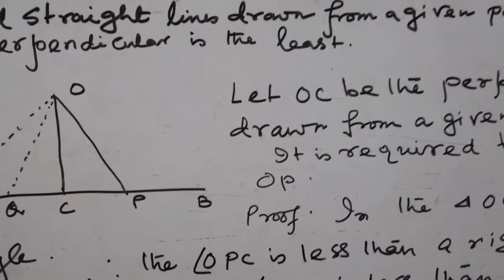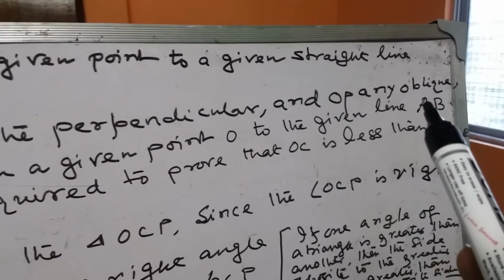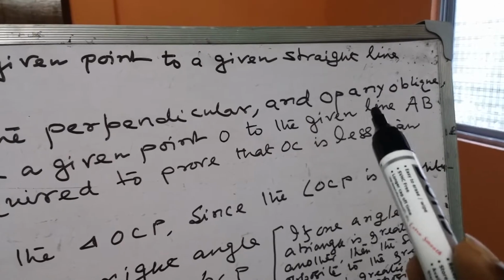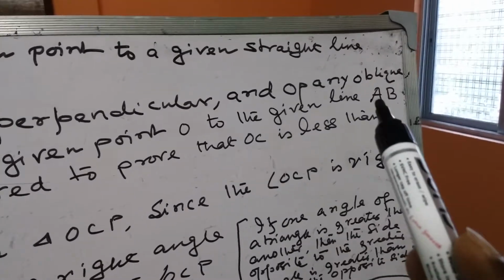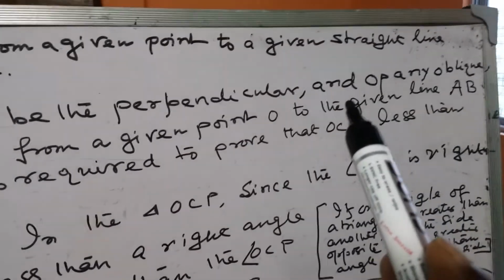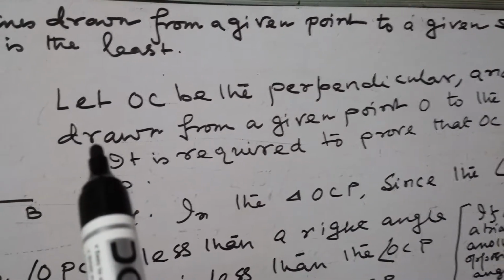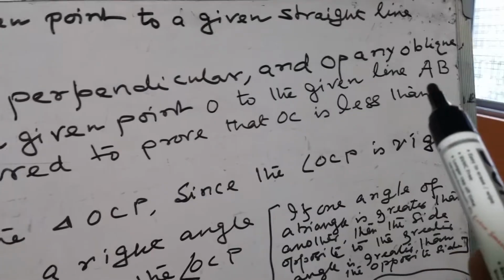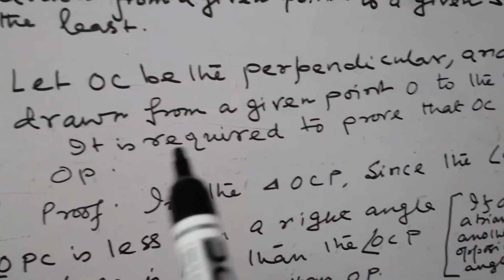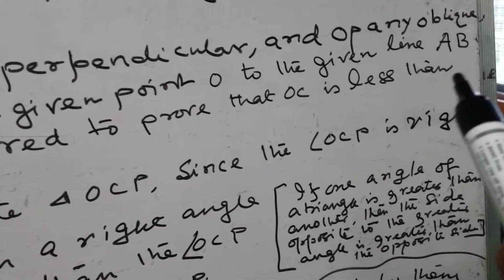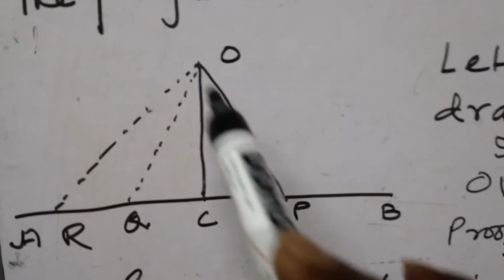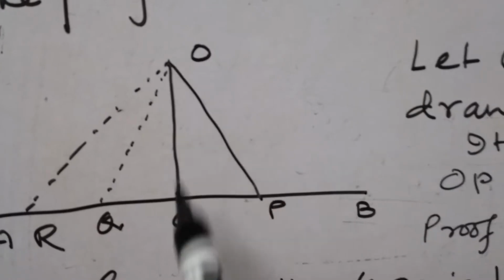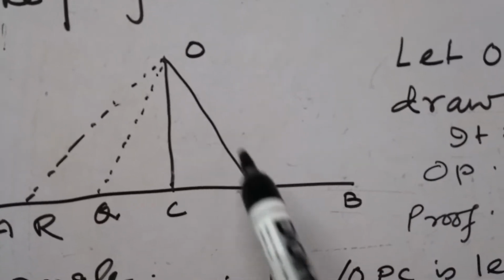Now I prove it. Let OC be the perpendicular and OP any oblique drawn from a given point O to the given line AB. It is required to prove that OC is less than OP. That is oblique and that is OC perpendicular; then you have to prove this.